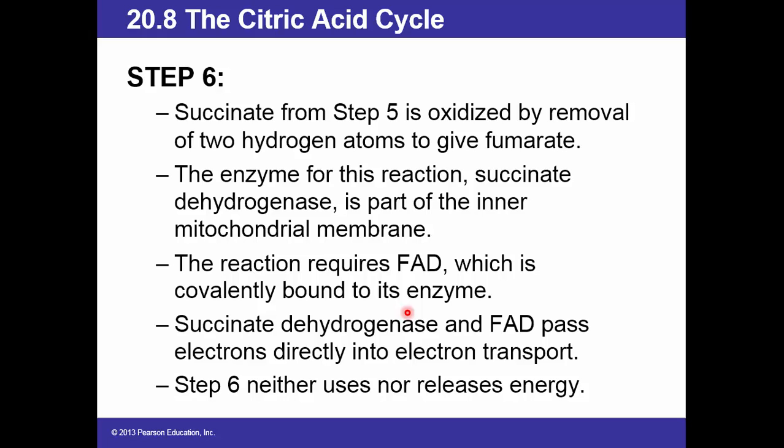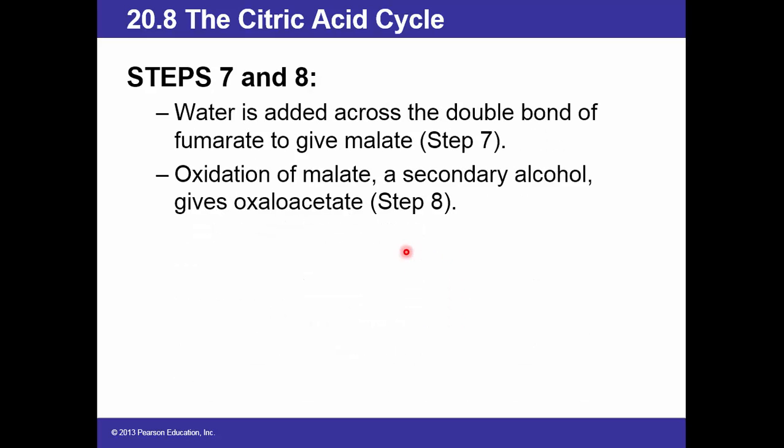In step 6, succinate from step 5 is oxidized by removal of 2 hydrogen atoms to give fumarate. The enzyme for this, succinate dehydrogenase, is part of the inner mitochondrial membrane. Remember, step 6 is the only reaction in the cycle that occurs in the inner mitochondrial membrane. Why? Because this enzyme called succinate dehydrogenase is found there, not in the mitochondrial matrix. The reaction requires FAD, which is covalently bound to its enzyme. Succinate dehydrogenase and FAD pass electrons directly into electron transport. Now step 6 neither uses nor releases energy.